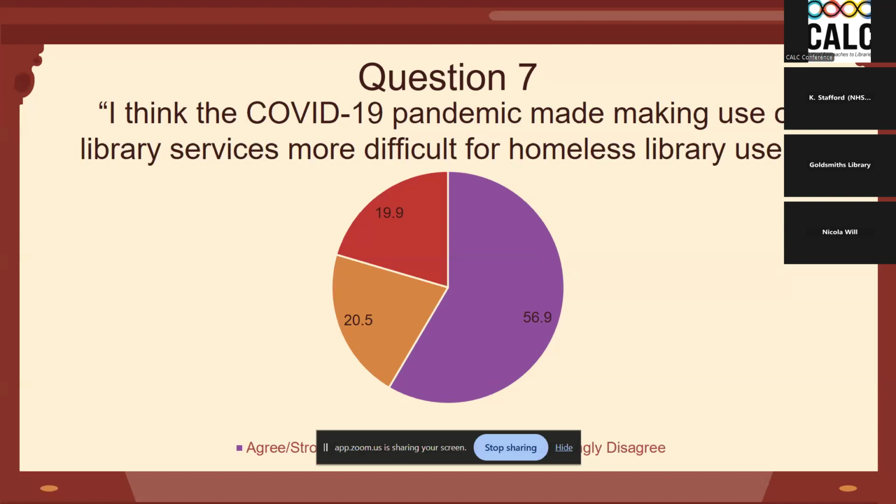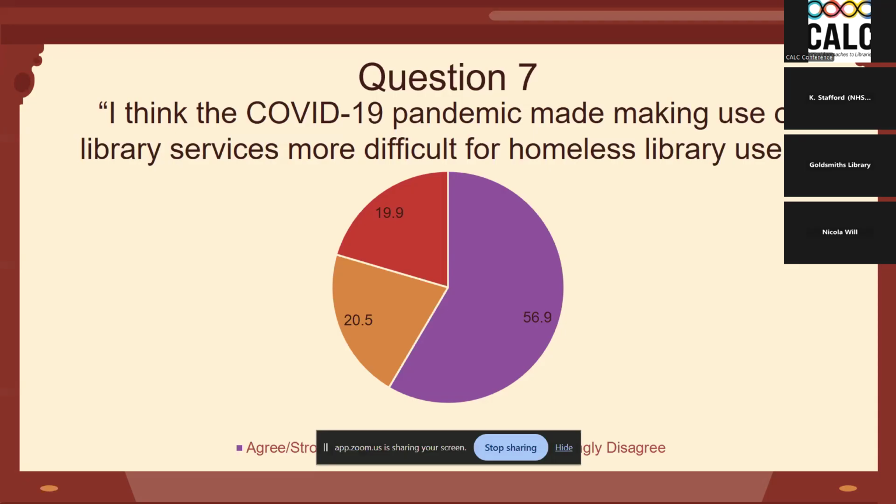But at any rate, for those reasons, it was important to ask whether the library staff surveyed thought that the COVID-19 pandemic made making use of library services more difficult for homeless individuals. And results of the survey showed that 60% of the respondents either agreed or strongly agreed that this was the case, more than the other two put together.